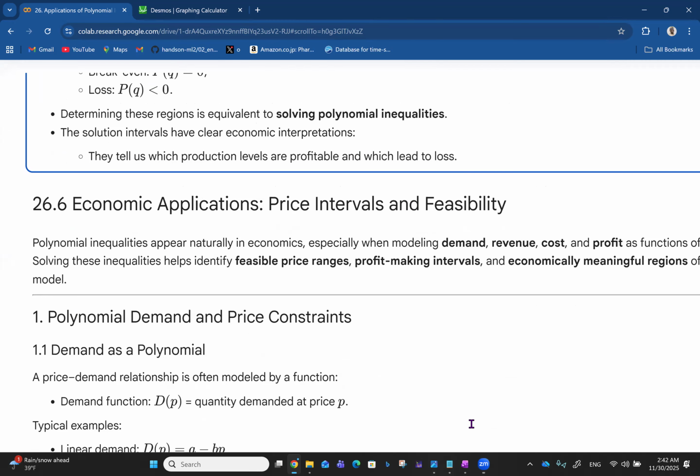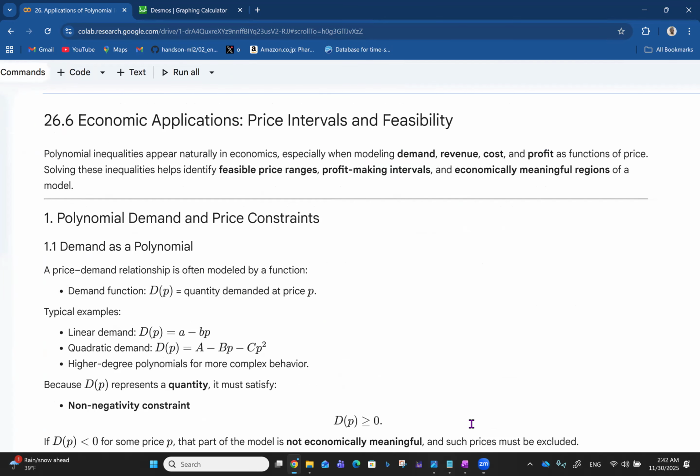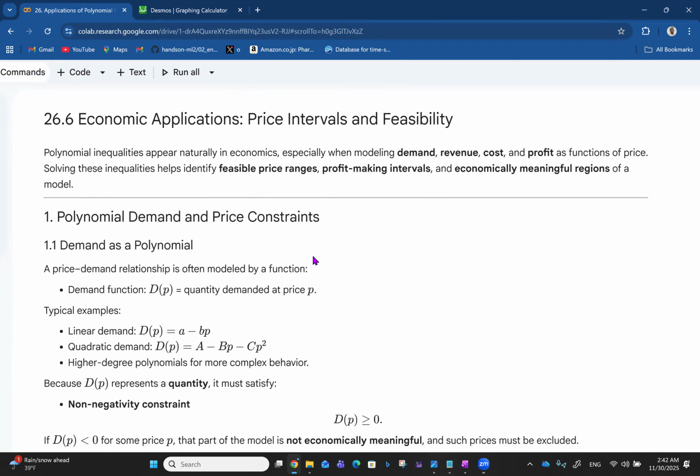So we talk about economic applications: price intervals and feasibility. Another economic application. What we did the other time was about production and everything. So what about price intervals and feasibility? It's about the same idea. Polynomial inequalities appear naturally in economics, especially when modeling demand, revenue, cost, and profit as functions of price.